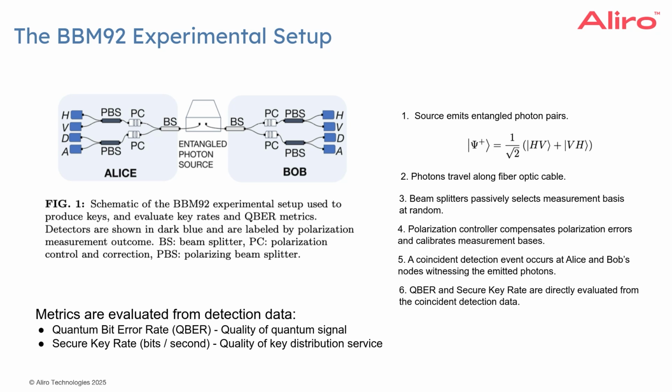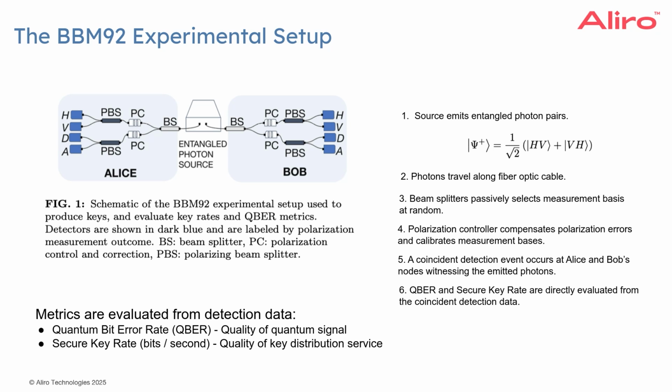measurement node. Inside the measurement node, we make a passive basis selection using this first beam splitter. So this beam splitter will take the incident photon and send it one way or the other. One way, it'll be detected in the horizontal or vertical basis, and the other way, it'll be detected in the diagonal or anti-diagonal basis.